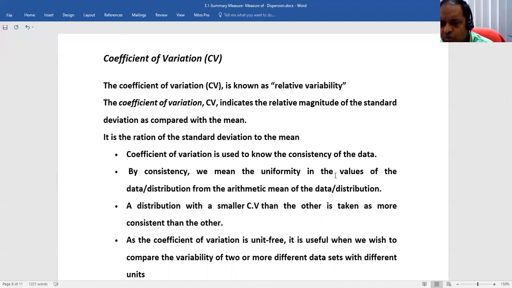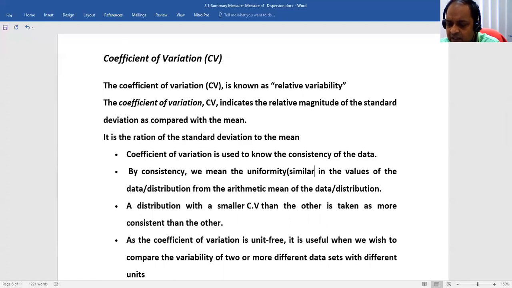This is used to know the consistency of the data. So when you compare two or more groups, you can know which group is more consistent. So mainly the coefficient of variation is used to compare two or more than two groups. So what do you understand by consistency? Consistency means the uniformity of the values of the data. How data are uniform, how data are similar. Okay, uniform means similarity, how they are similar.